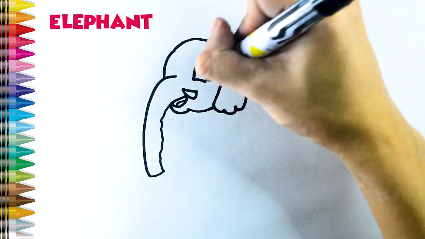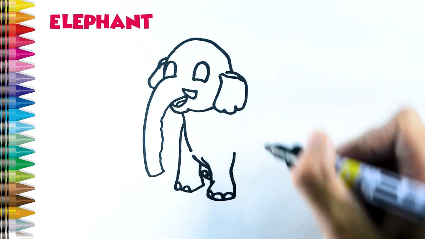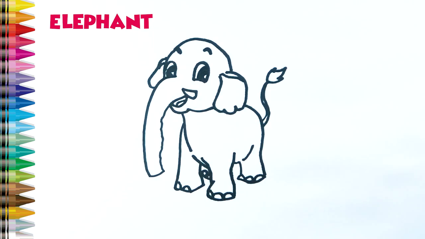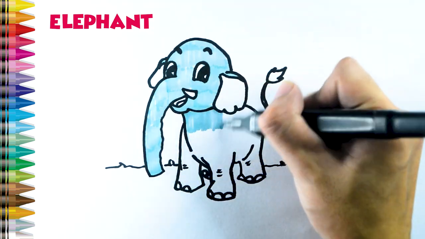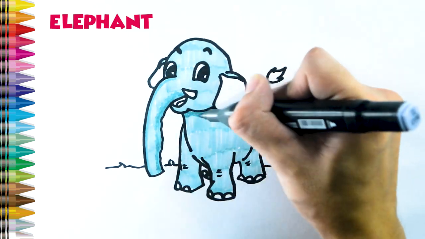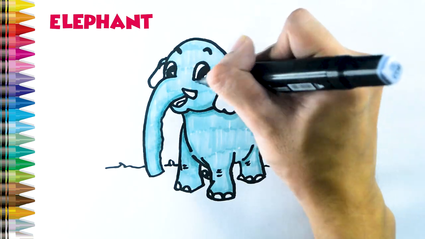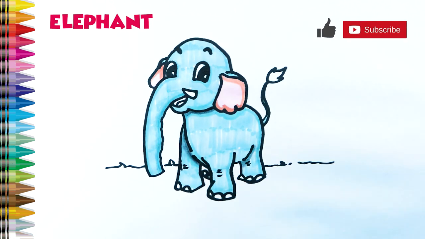E is for elephant. Elephant. Cows in the pasture, moo, moo, moo. Elephant. E is for elephant.